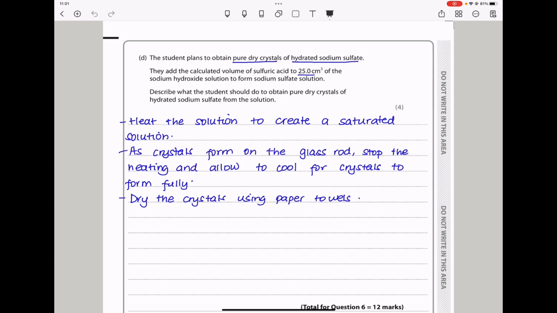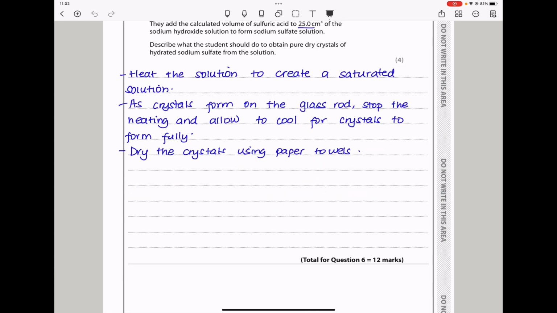So all they need to do is heat the solution in an evaporating basin to create a saturated solution, and then as crystals form on the glass rod, stop heating and allow the saturated solution to cool down in order for crystals to fully form. Then dry the crystals using paper towels. And again, our aim here is to get hydrated, so I do not need to use an oven. I can just use paper towels to pat them dry in order to obtain the hydrated crystals.